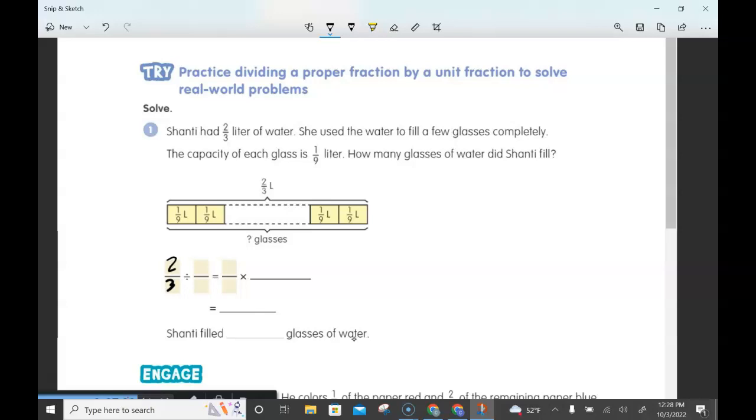What are you dividing it by? We're dividing it by 1/9. Now, why is that? Because we can see she used water to fill glasses completely. The capacity of each glass is 1/9 of a liter. All right, so 2/3 divided by 1/9.